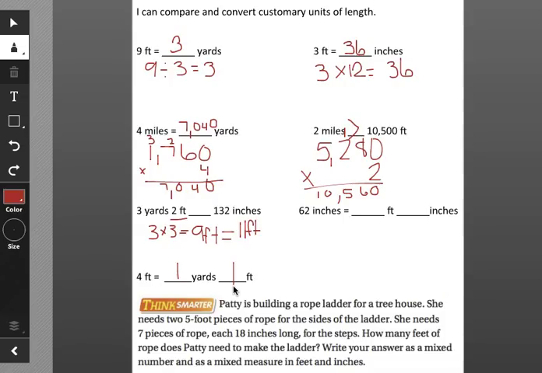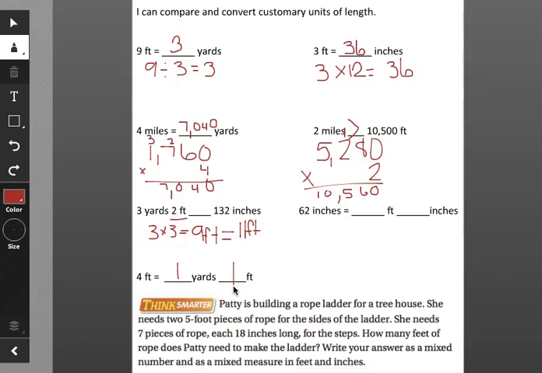So now you have a little bit of a word problem down below. Patty is building a rope ladder for a treehouse. She needs 2 5-foot pieces of rope for the sides of the ladder. She needs 7 pieces of rope, each 18 inches long for the steps. How many feet of rope does Patty need to make the ladder? Write your answer as a mixed number and as a mixed measure in feet and inches.